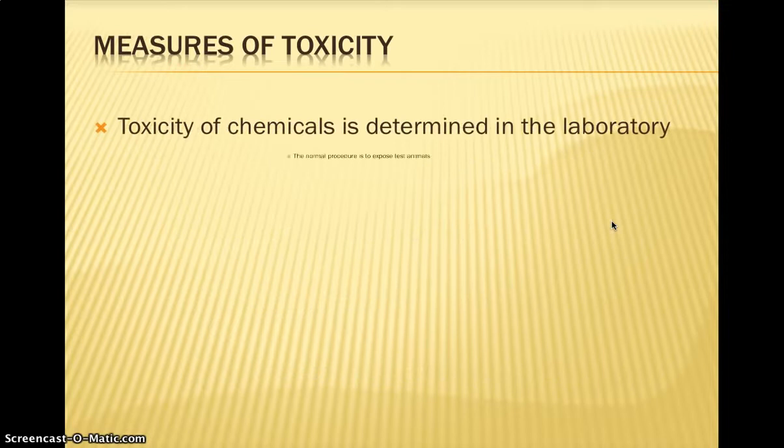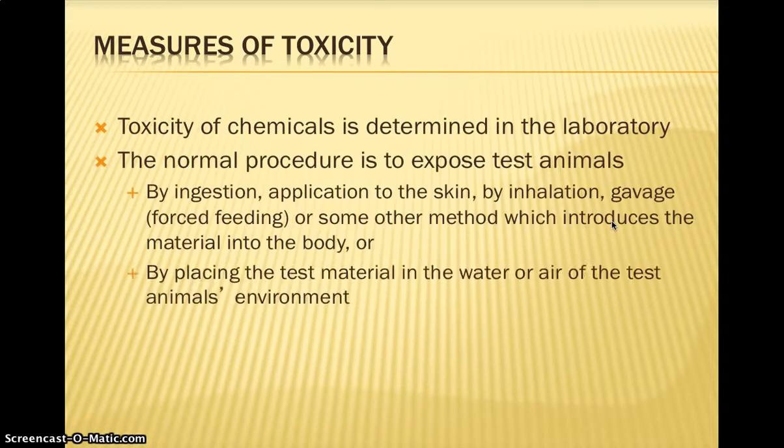When we measure toxicity, it's determined in the lab. So on the AP exam, don't ever write that toxicity was determined on humans or in the environment. What we do to test toxicity is we do everything in the laboratory. The normal procedure is to use test animals, like we're doing in your lab with the brine shrimp. We use test animals and we have them either ingest it or place them in an environment.